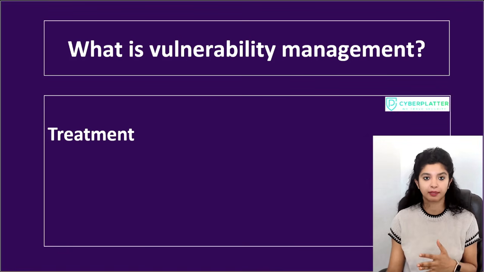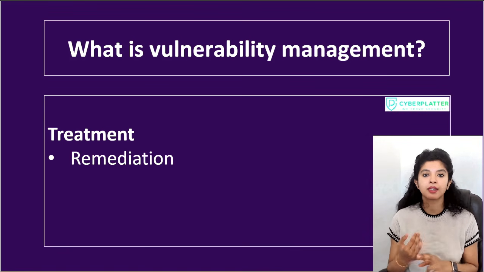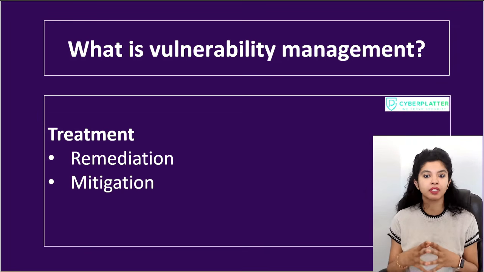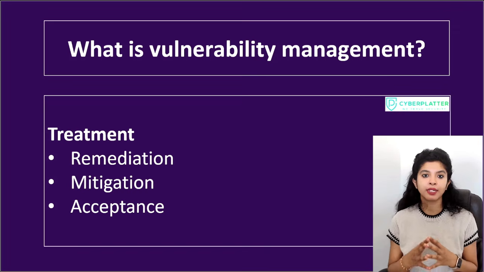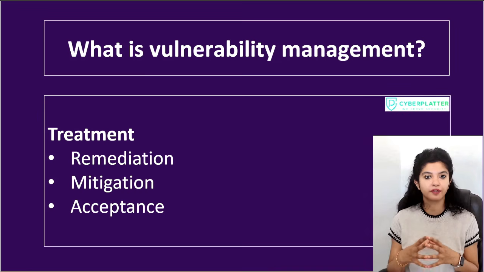Next step is treatment. In this we have remediation, that is fixing the vulnerability. Example, patching software, applying configuration changes. Next one is mitigation, that is you reduce the risk when immediate remediation is not possible. For example, you can add firewall rules, disabling features, and so on. Next one is acceptance. In very rare cases, we accept the risk as well. So here we decide to accept the risk if the risk is very low, or if a fix is not feasible.